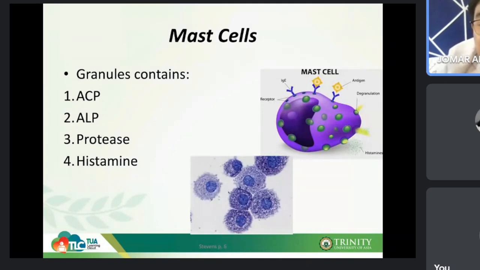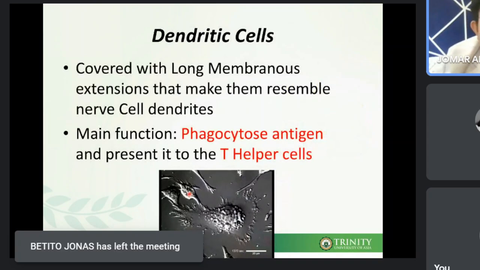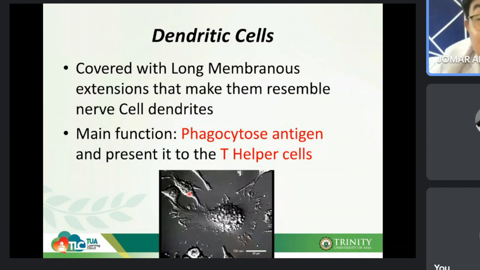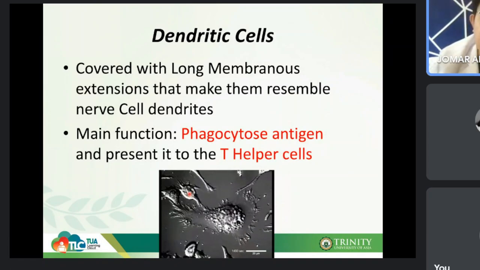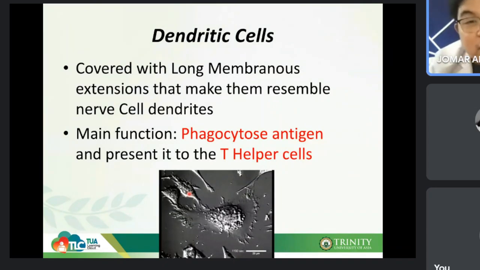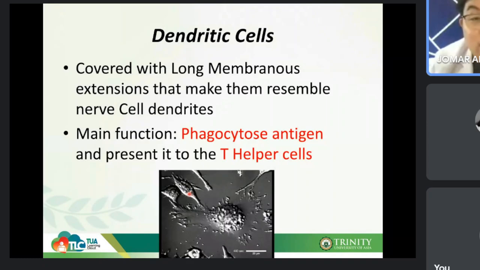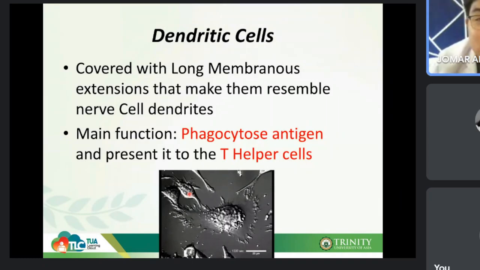We're still in chapter 1 of Stevens. Aside from mast cell, we also have your dendritic cells. Your dendritic cells are covered with long membranous extension. The reason why we call it dendritic cells is because it resembles the nerve cell. Okay, remember your nerve cell has dendrites. It looks like dendrites of your nerve cell. But your nerve cell is in your central nervous system.